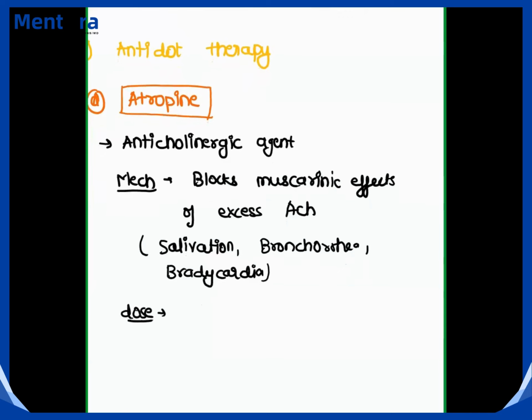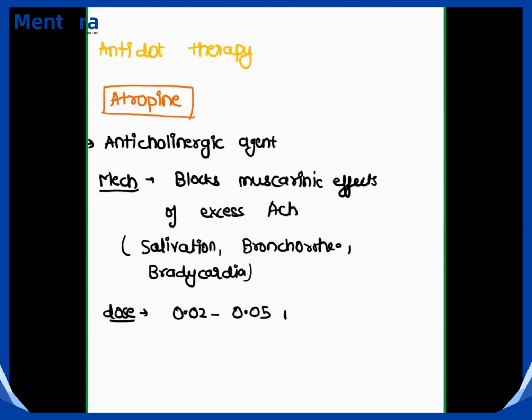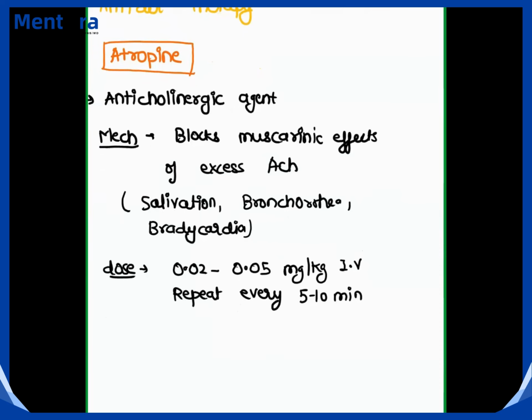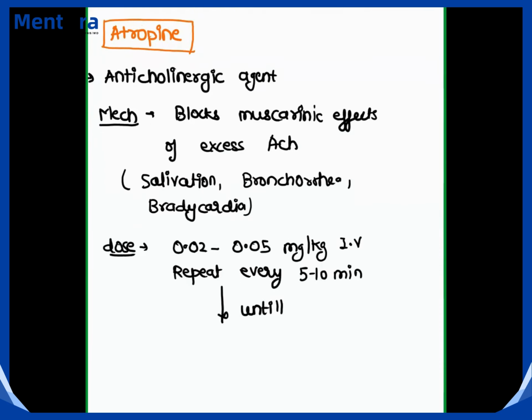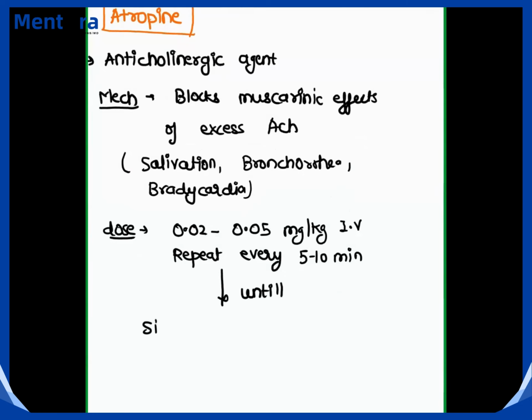The dose of atropine is 0.02 to 0.05 mg per kg IV and repeat every 5 to 10 minutes, and repeat until the signs of adequate atropinization are achieved.